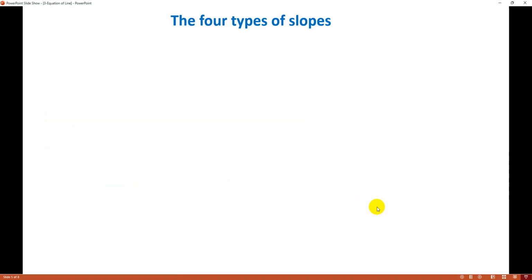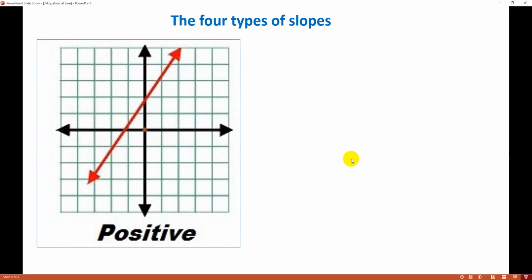Now, we're going to go into the 4 types of slopes that we can encounter in general. The first one is a positive slope. As you appreciate here, if we are walking from left to right, we will go up because of the way this line is. That's what a positive slope means. That if we move from left to right, basically if the x increases, the y also increases.